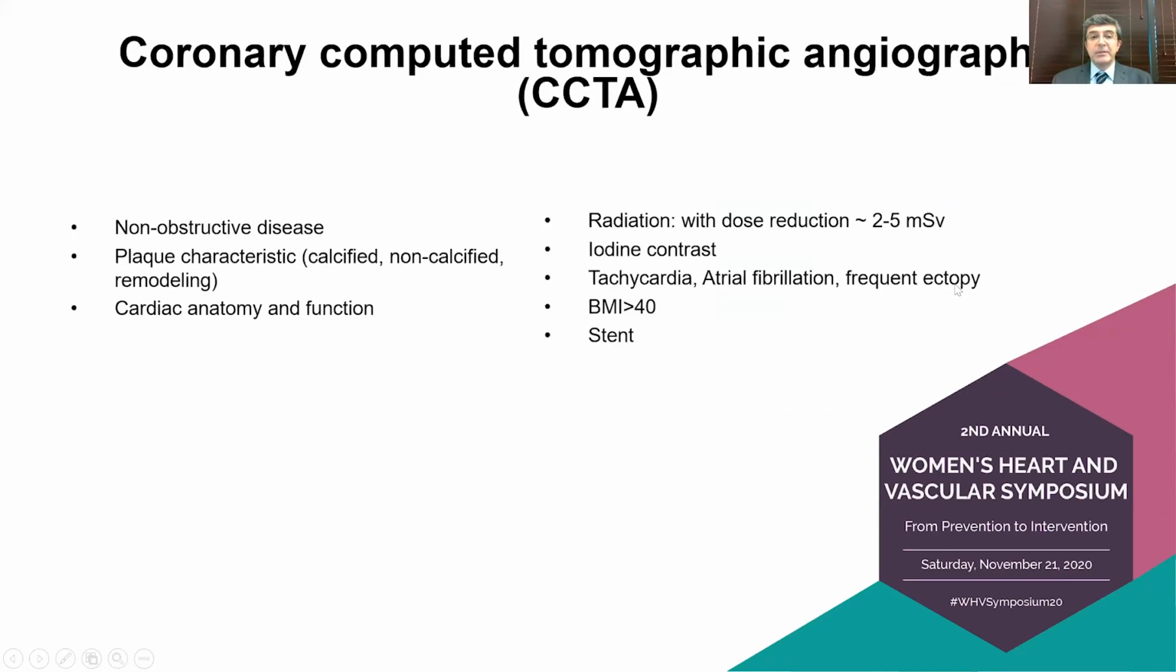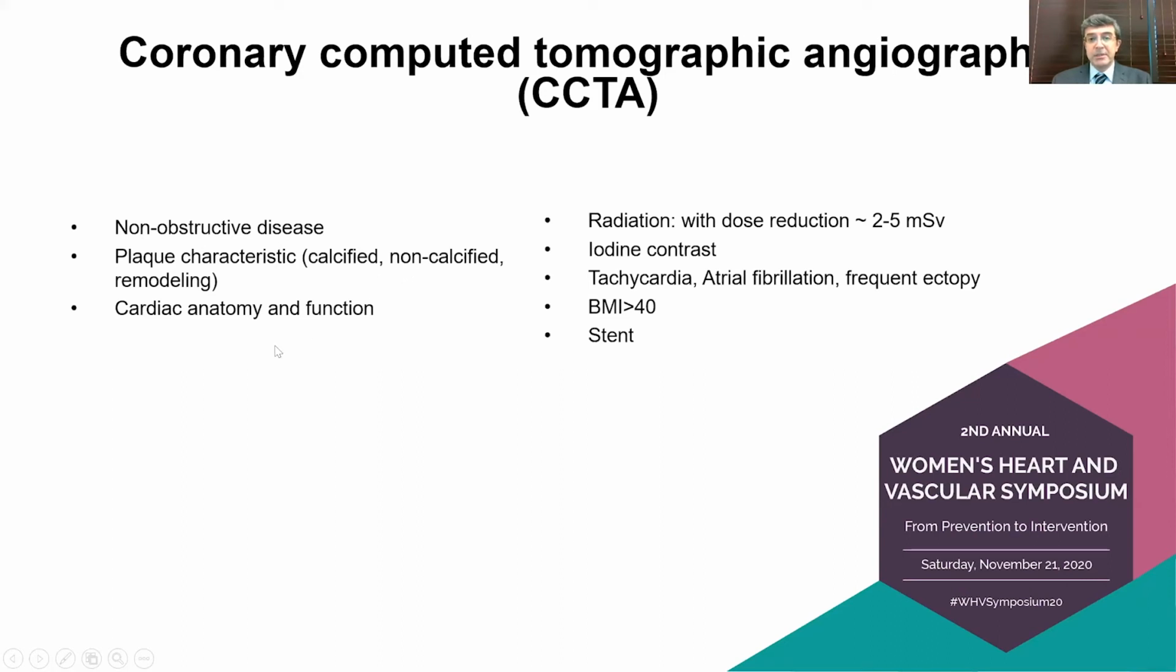The next way to look at the coronaries is by using coronary CT angiogram. The coronary CT angiogram will give us information about non-obstructive disease, and that's very important. As we mentioned, in women, 1 in 3 with cardiovascular disease has non-obstructive disease. So that's the only method that will give us information about non-obstructive disease. We can look at the plaque in the coronaries. Calcification or remodeling are some of the factors that we can evaluate.